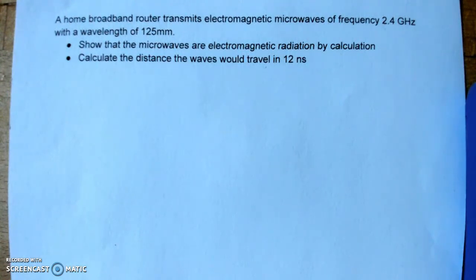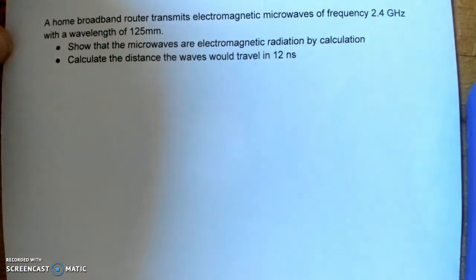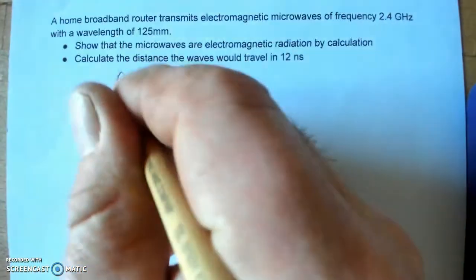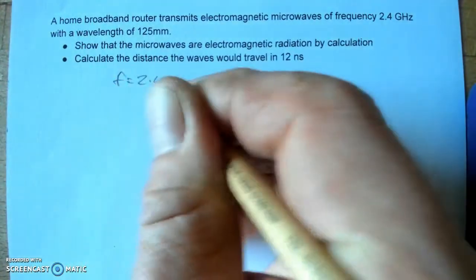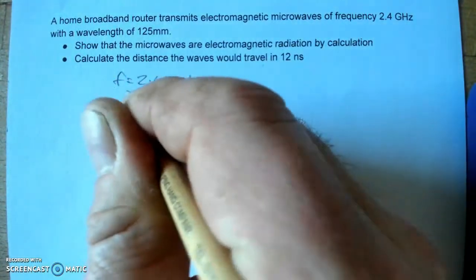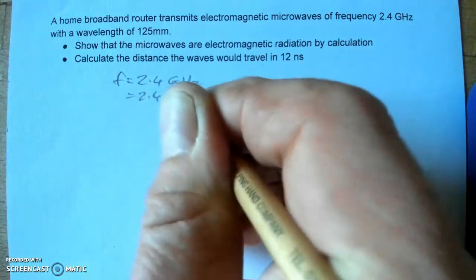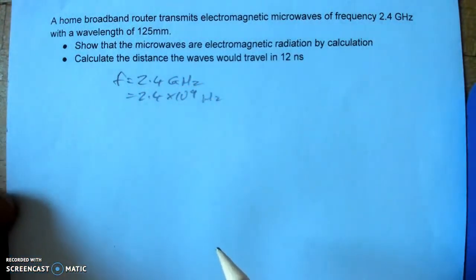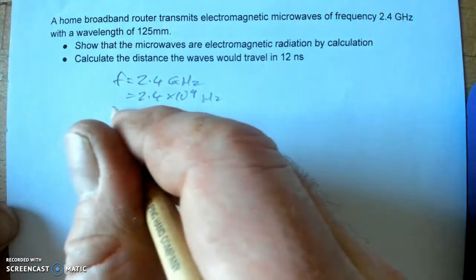Well, the only way we're going to do that is by calculating the speed and checking that the speed is equal to 3 times 10 to the power 8. So let's get the shopping list down. The frequency is 2.4 gigahertz, so we're going to convert that to 2.4 times 10 to the power 9 hertz. As soon as you're writing something down which isn't in hertz, meters, or meters per second, get it changed.